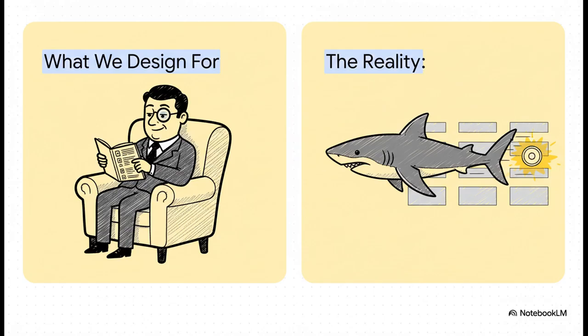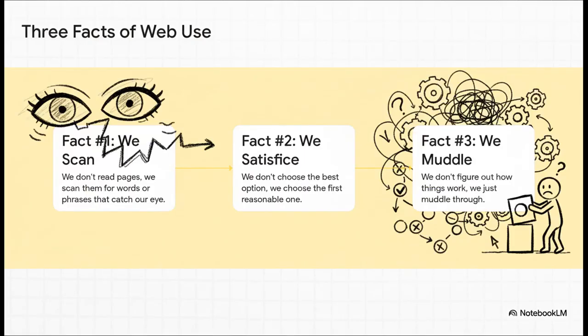The book uses a great analogy. It's not like reading a book. It's like trying to read a billboard while you're flying down the highway at 70 miles an hour. So Krug takes this messy reality and boils it down to three truths. Number one, we don't read, we scan. Number two, we don't look for the best option, we look for the first good enough option. That's a concept called satisficing. And number three, we don't bother trying to understand how this system works. We just wing it, we muddle through.